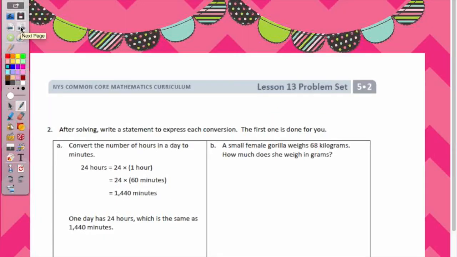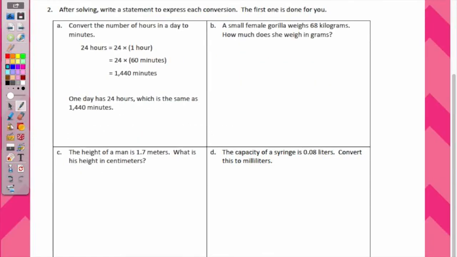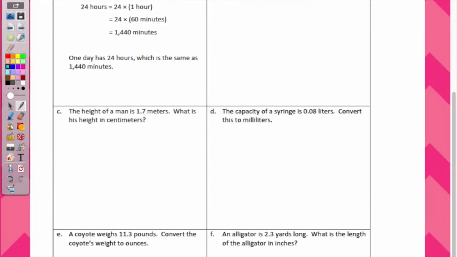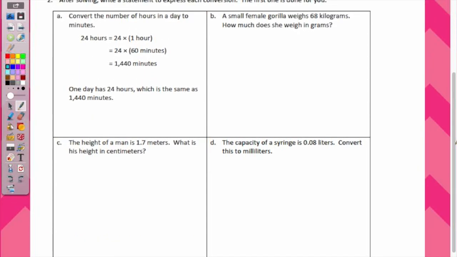These are a little bit different. These are like mini word problems. So B is talking about a gorilla. And I want you to tell me what to underline in this little mini word problem, okay? A small female gorilla weighs 68 kilograms. How much does she weigh in grams? Grams. Good. So what will I write first? 68 kilograms equals, equals, equals.